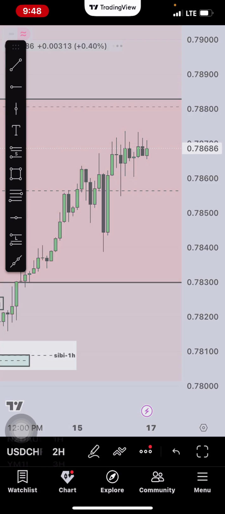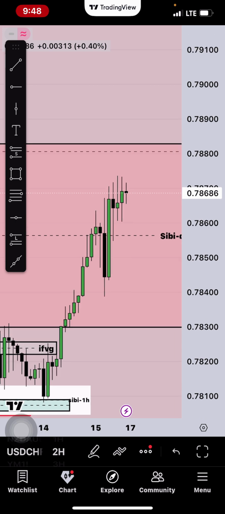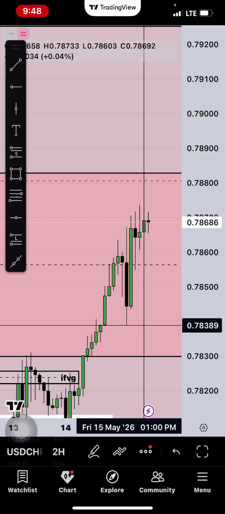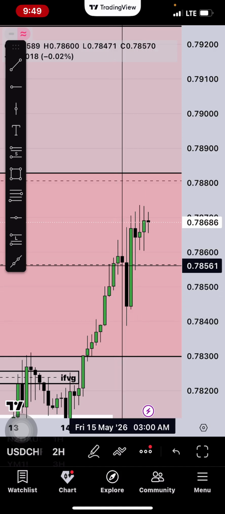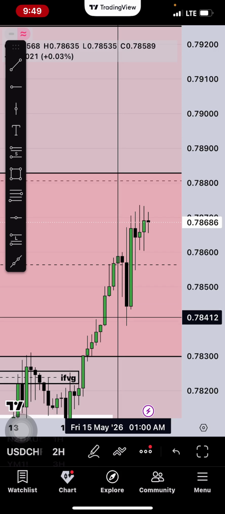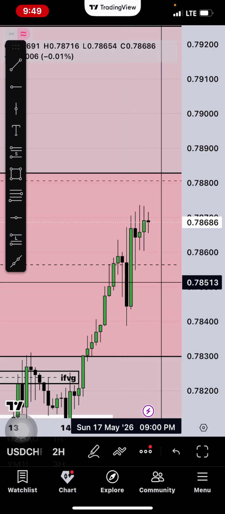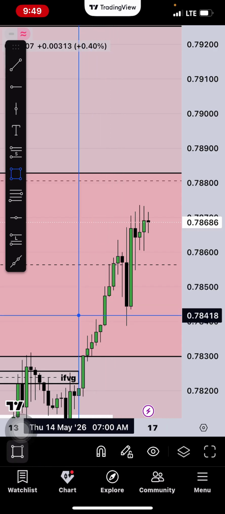Look at on the 2 hours, it forms like a failed CISD. You understand? It's like a failed CISD right here. Failed, moved right through it. So yeah, we have February gap here that it's completely failed.